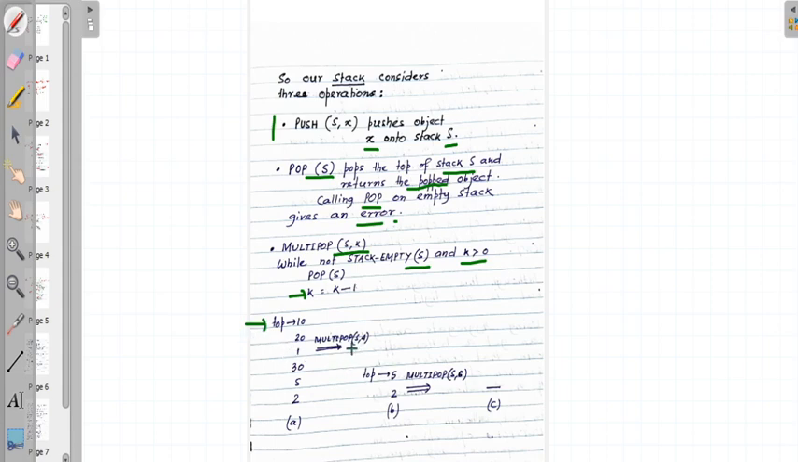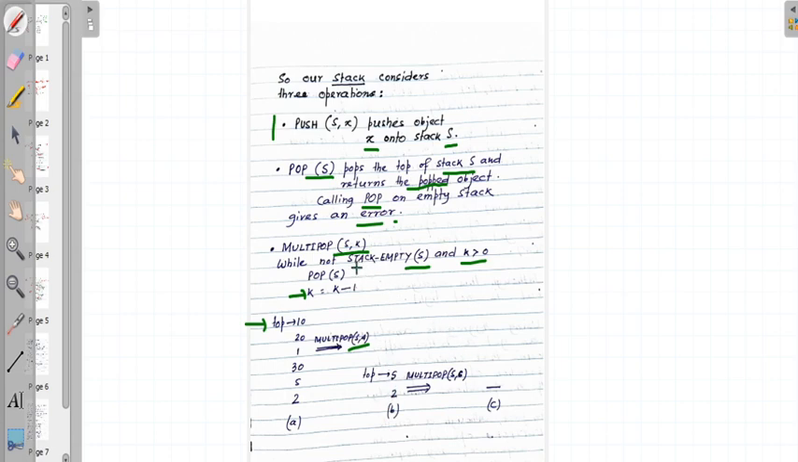So for this multi-pop operation, one example is shown here. Say multi-pop S comma 4. So 4 elements will be popped off. After this, it will be 5 and 2. Then if I call multi-pop S comma, say 6 or whatever, on 5, 4, 3, then it will be popping 2 elements.